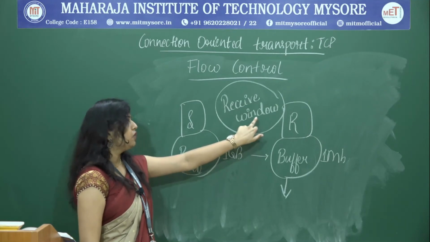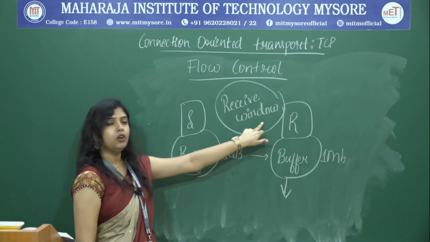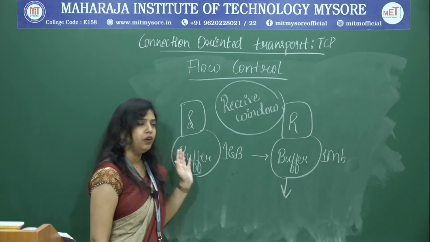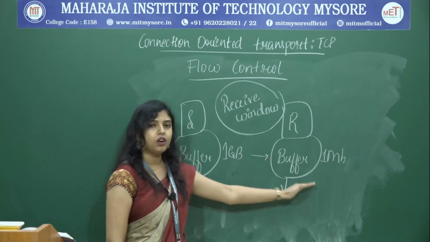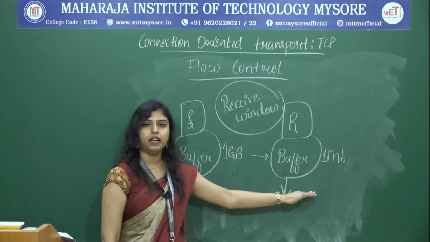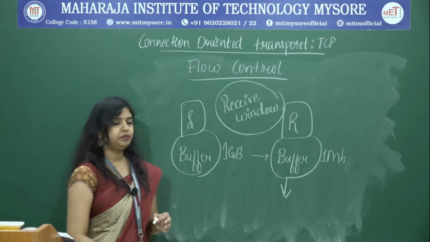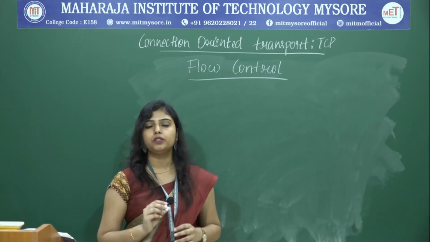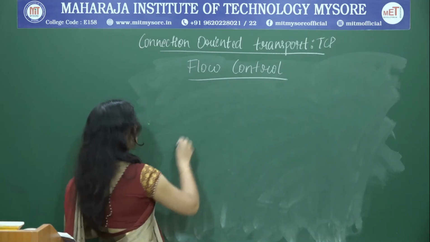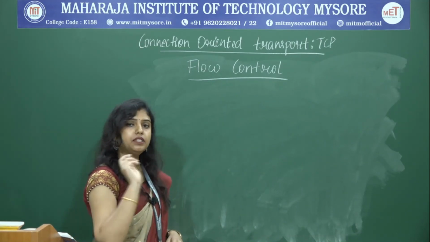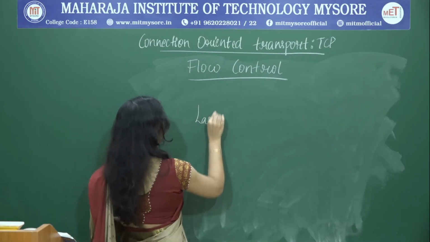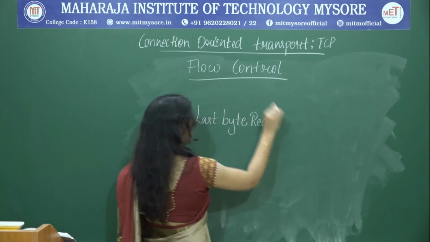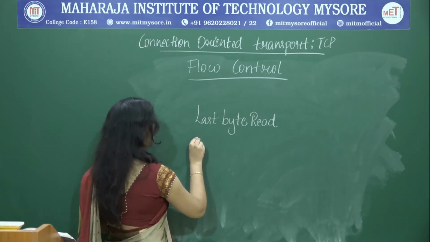Why do we use this? Because it is very necessary for us to know the receiving capacity of the receiver. That means how much data has to flow in the connection so that the data is not lost and the receiver is able to receive the data fully. To know the receiving capacity of the receiver, TCP uses two special variables at the receiver side, that is LastByteRead and LastByteReceived.